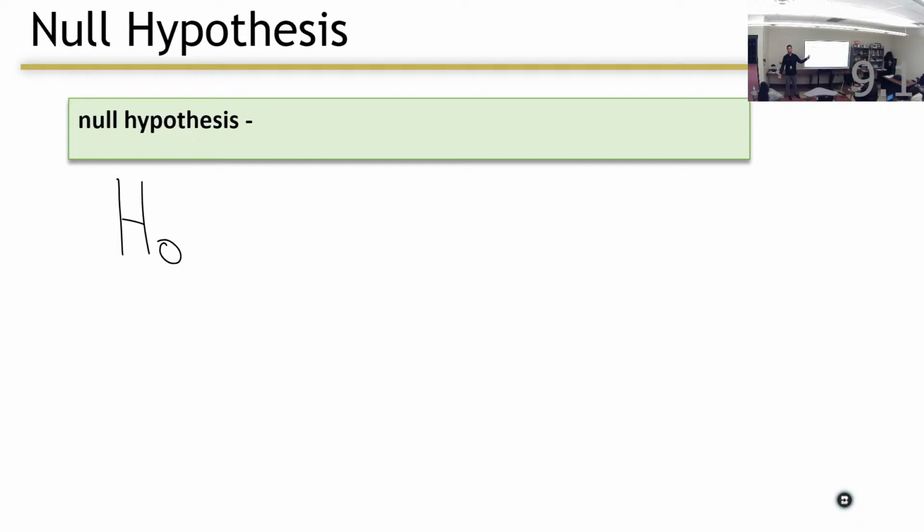Mathematicians are lazy. We don't like to write null hypothesis every single time, so we'll abbreviate it as H sub naught.